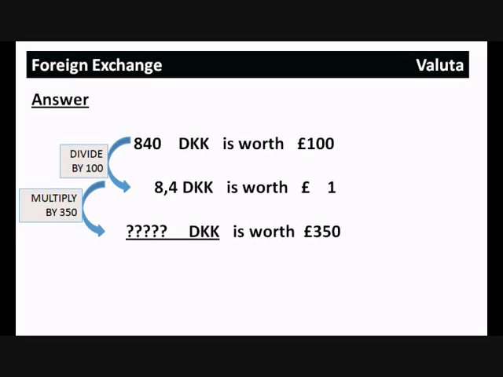So if we take the 8.4, multiply it by 350, it comes to 2,940. So 2,940 kroner is worth £350. So write that down if you're taking notes.